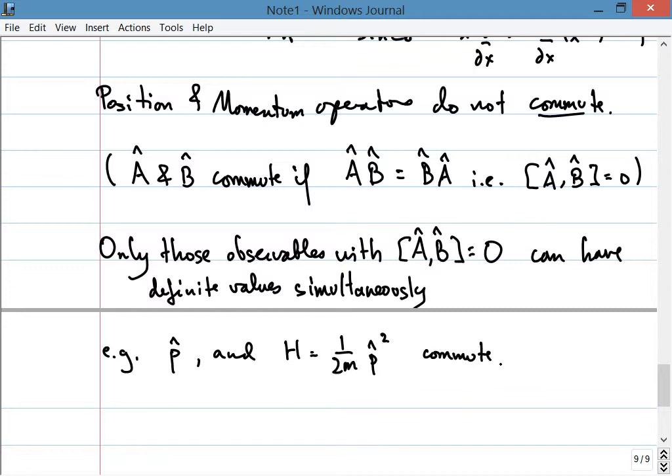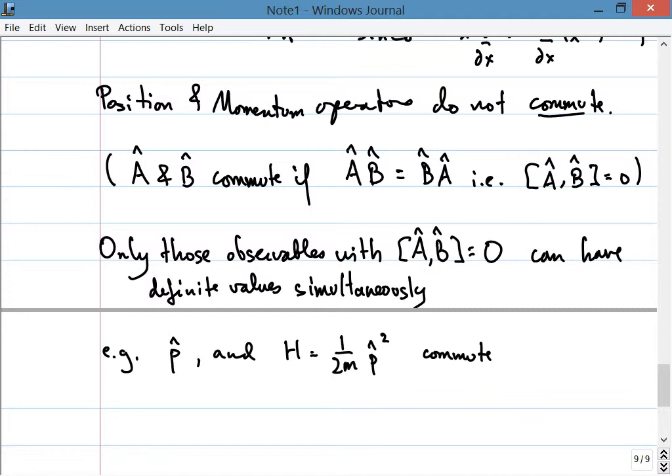Why is that? Well, P commutes with itself. P times P is equal to P times P. Okay, that wasn't very hard to prove. And so P squared times P is equal to P times P squared. Okay, that's just a little harder to see. And that means that for a free particle, it's possible for the particle to have definite values of its energy and momentum simultaneously. But it could not, for example, have definite values of its energy and position simultaneously.